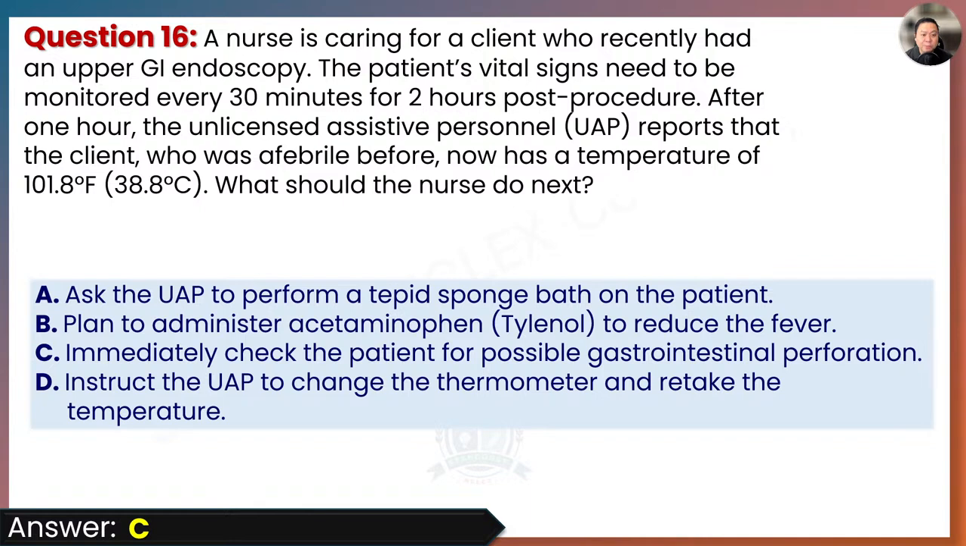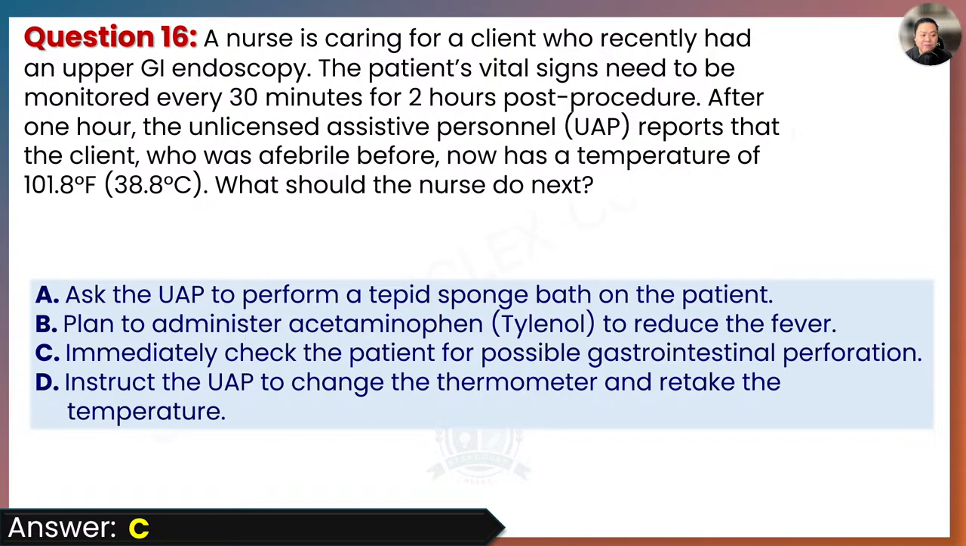If there's a sudden temperature spike after an upper endoscopy, this is a concern for a possible perforation in the GI tract, and this can lead to peritonitis and sepsis. And so you as a nurse here should perform a thorough assessment of the patient to check for these complications. So make sure that you check them for any severe abdominal pain, abdominal rigidity, or any signs of shock before taking any further steps. Now, what about letter A?